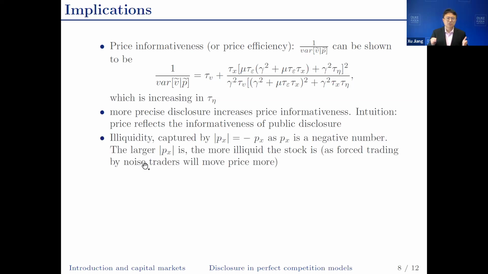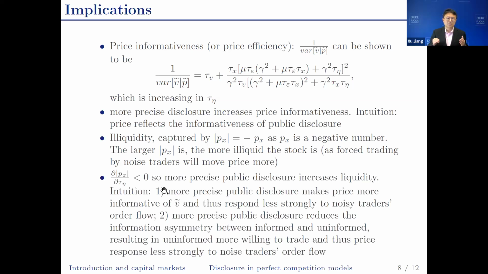Now let's look at illiquidity, which is captured by the absolute value of Px, because Px is a negative number: price decreases with supply. Strictly speaking, the Grossman-Stiglitz model is not a perfect model to address illiquidity, because everybody takes price as given. But conceptually, the larger the absolute value of Px is, the more illiquid the stock is. That's just because, given noisy trading volume, price moves more. The illiquidity is decreasing in disclosure quality, which means that more precise public disclosure increases liquidity.